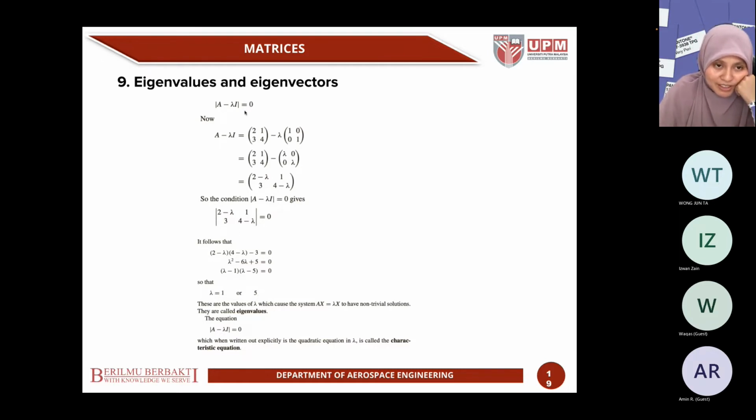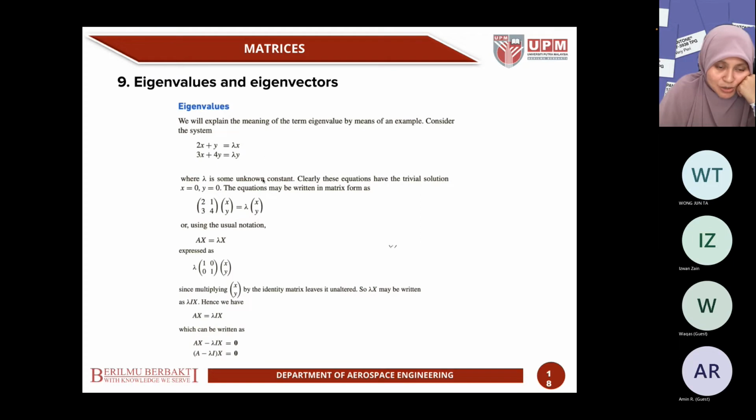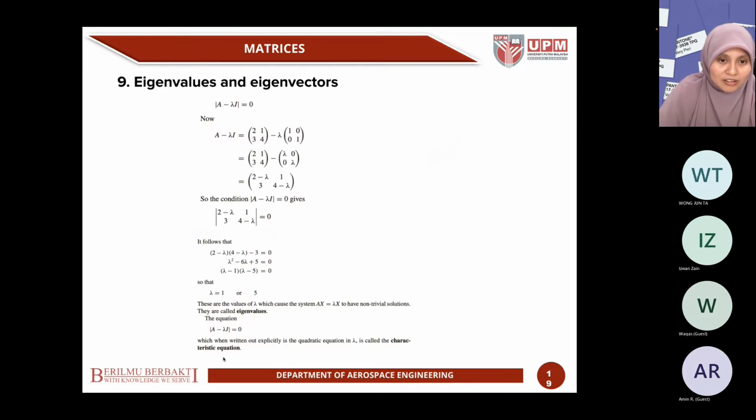So we get the values for eigenvalues using these steps. Repeat again: you have the simultaneous linear algebra equation here. This step is just to prove the method, so you can go directly to apply the method. You can go directly and get A minus lambda I. The determinant of this A minus lambda I will give you the characteristic equation. You solve the characteristic equation, and you get the values of lambda, 1 or 5.